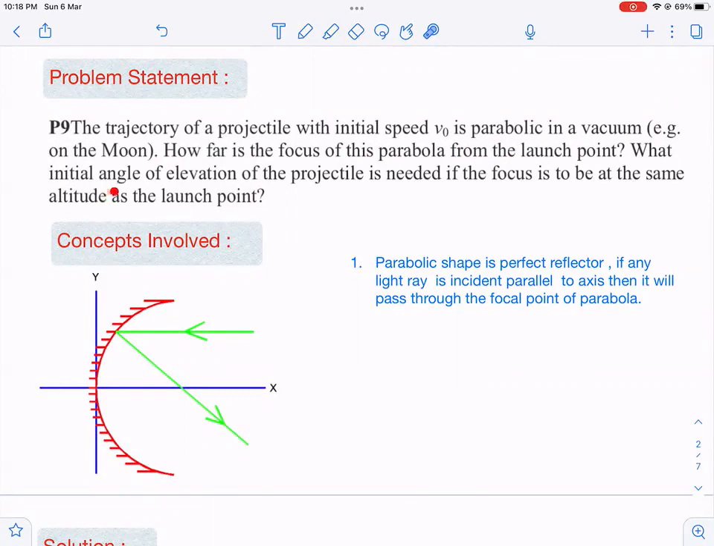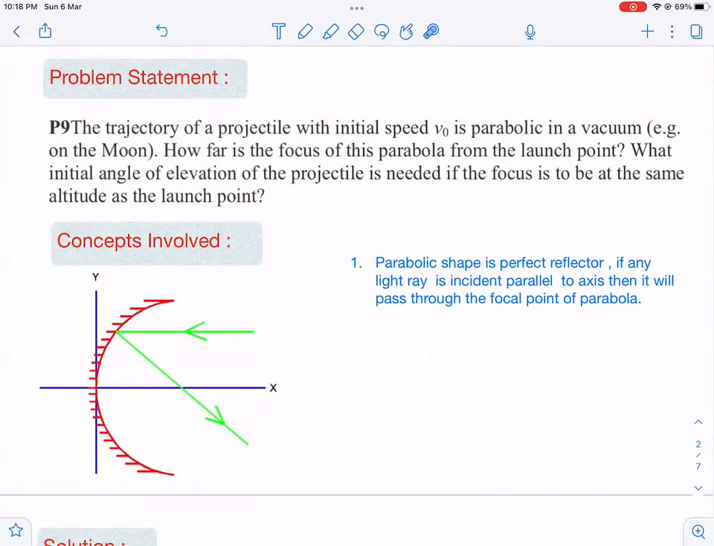So what initial angle of elevation, that means angle of projection of the projectile, is needed if focus is to be at the same altitude as the launch point, right? So if you have understood the question, you can go ahead and listen to me. Otherwise, you can pause the video and read the question once again. Try this question, right? So what all concepts we are going to use here?